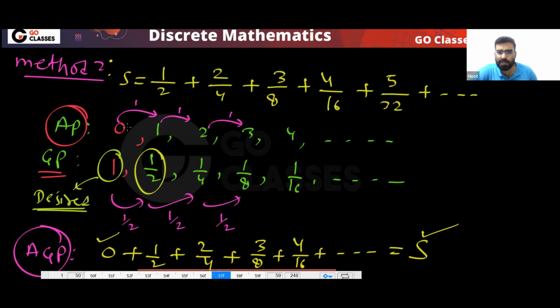And what we are doing is very simple. We are just putting 0 in the AP. In the GP, we are putting 1. The AGP will not be disturbed because 0 multiplied by 1 will be 0. 1 multiplied by 1 by 2 will be 1 by 2. 2 multiplied by 2 by 4. 3 multiplied by 1 by 8. 4 multiplied by 1 by 16. So this will be S.